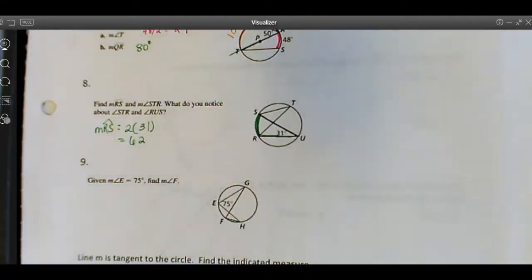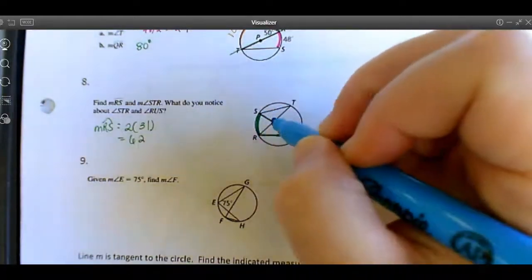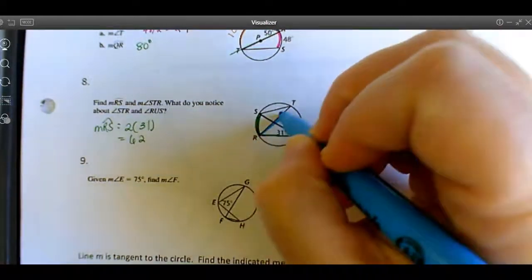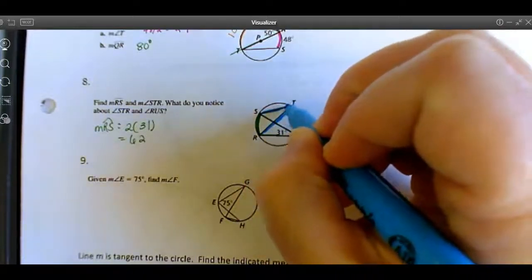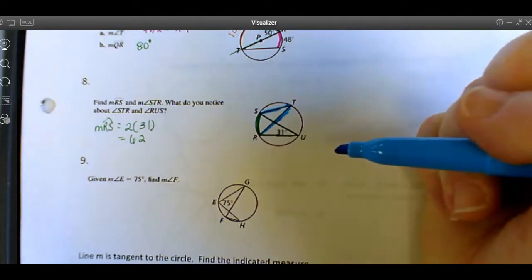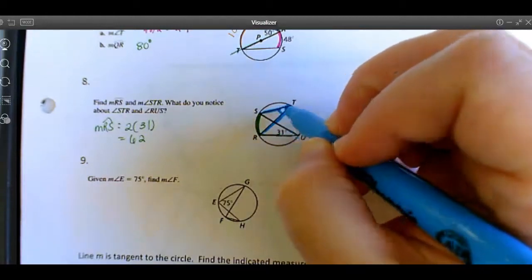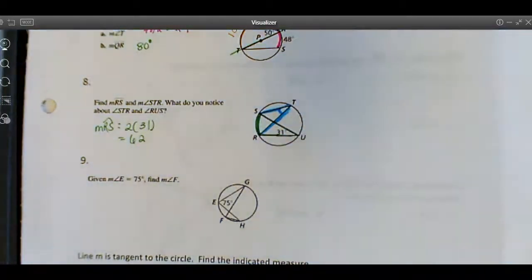Now, interestingly enough, I want you to realize that RS right there is also connected by this angle. You see that? See, there's 2 angles that connect to RS. That means that this angle would have been the same as the 31 if it did ask for it. Okay? Because there's 2 parts connected to that arc. So as long as there's angles connecting to the arc, those angles are going to be the same.